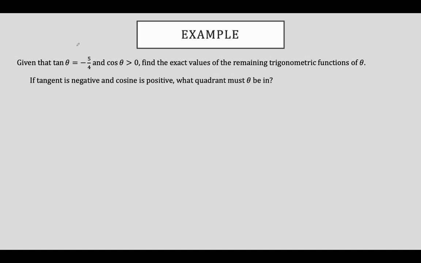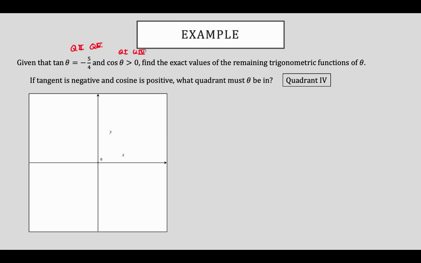So, if tangent is negative and cosine is positive, which quadrant must theta be in? Well, tangent is negative in quadrants 2 and quadrant 4, and cosine is positive in quadrant 1 and quadrant 4. If both of those need to be true, then our angle must be in quadrant 4. So we can draw our angle now. Here we have our coordinate plane. We know that we have an angle that's going to be in quadrant 4. We draw on an angle. We label it theta.